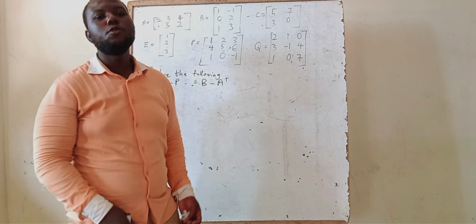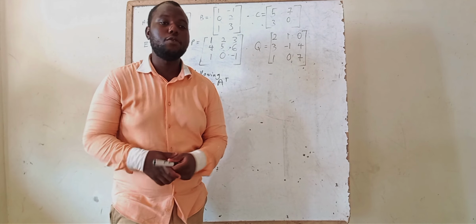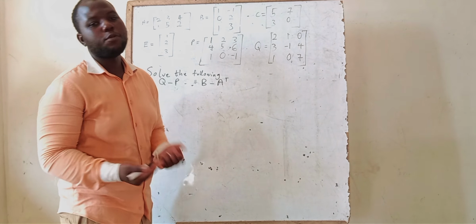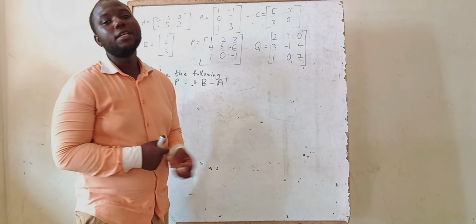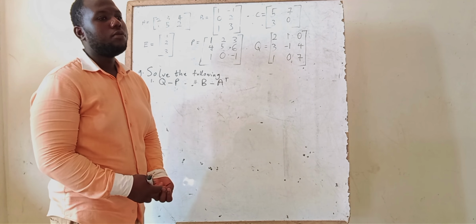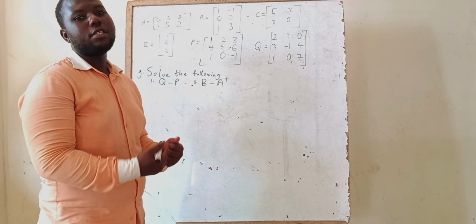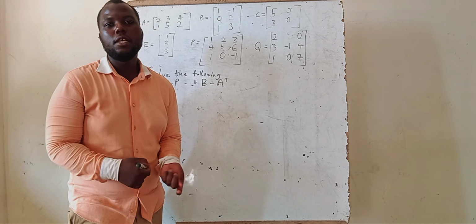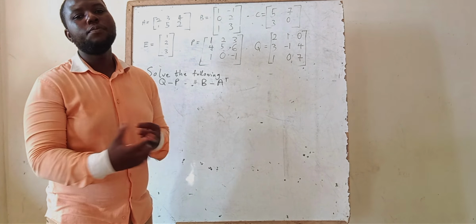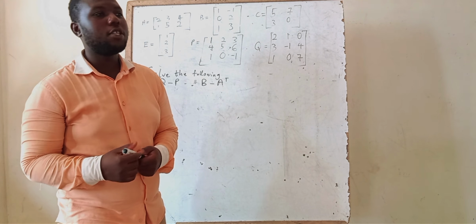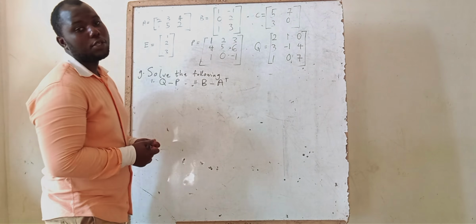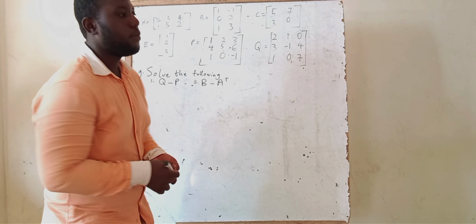Let's go ahead to find the subtraction of the matrix. To find the subtraction of the matrix, you have to make sure that they have the same dimension, which means if matrix A, for instance, is 2 by 2, matrix B should also be 2 by 2 in order for subtraction to be possible. So let's solve a question to understand subtraction of the matrix.